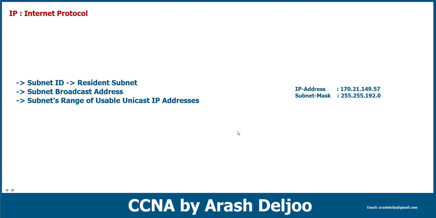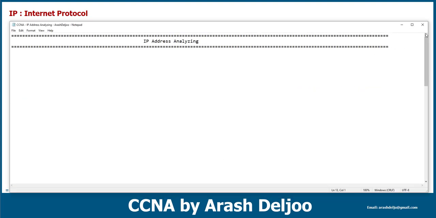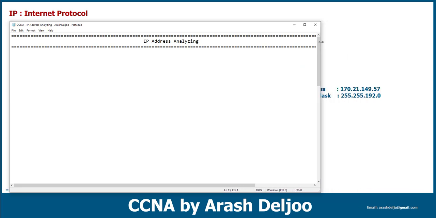Let me talk about this IP address and subnet mask with different methods. The first method is converting this IP address and subnet mask to binary, and with this conversion you know that we can find these three elements. Let me show you here. I'm first writing this IP address here, 170.21.149.57, and the subnet mask, 255.255.192.0. The requirement of this scenario is finding the subnet ID, broadcast, and usable range.